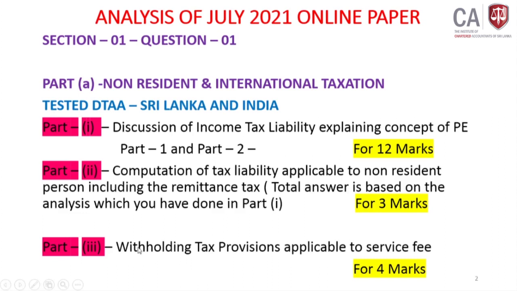Next, withholding tax provisions applicable to service fee for 4 marks. This question is regularly tested. If you have seen the past papers, even this curriculum and previous, this has been tested regularly. This is one of the common questions, and you should write the answer in this manner: the Inland Revenue Act provision, DTA provision, and conclude with the double taxation treaty agreement. Clear? This is for the 15 marks.